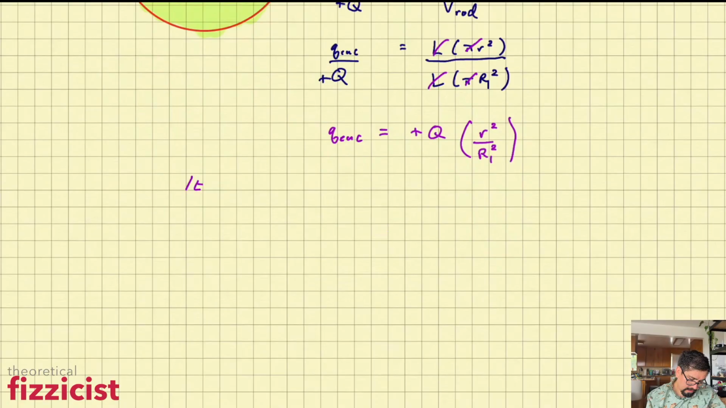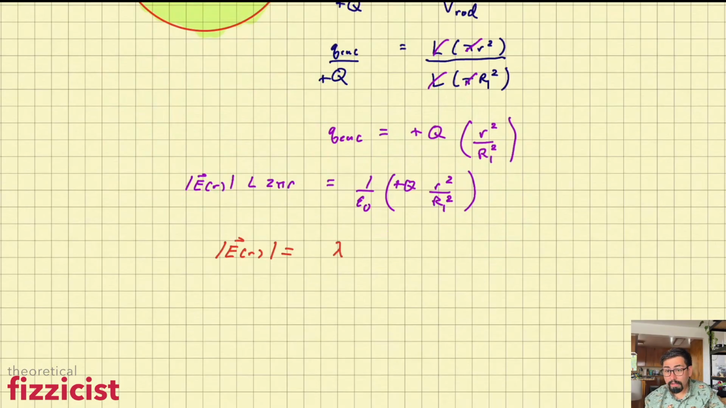What we get here is E_r strength times L times 2 pi r, equal to 1 over epsilon naught times plus Q little r squared over capital R1 squared. All right, let's go ahead and deal with the algebra now. So we move relevant terms, and then we get E_r. We get a lambda, remember, plus Q over capital L, we call that lambda. And then we get a 2 pi epsilon naught right here. And then we get an r over an R1 squared.